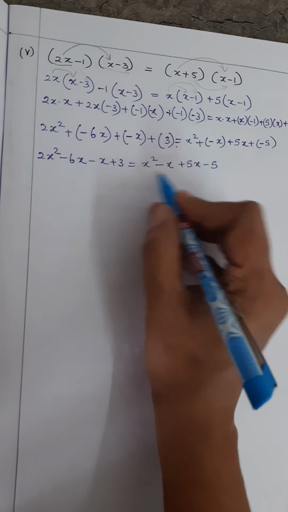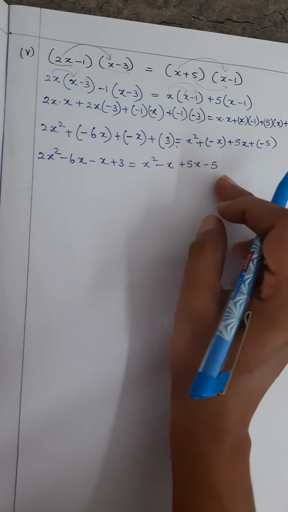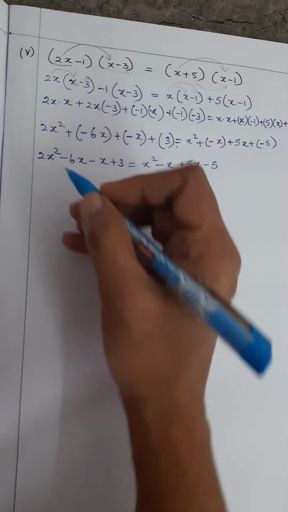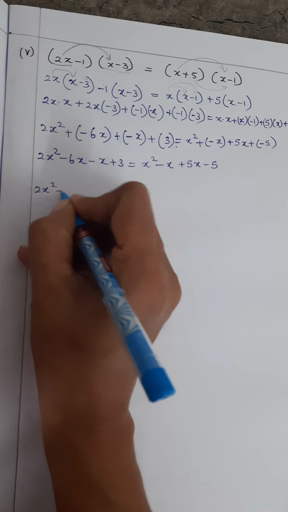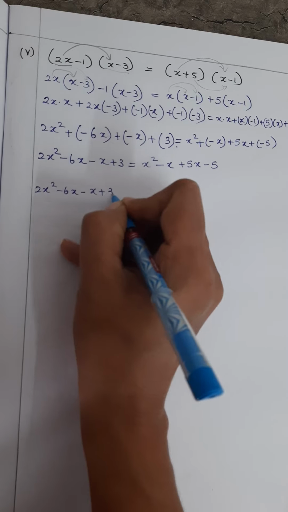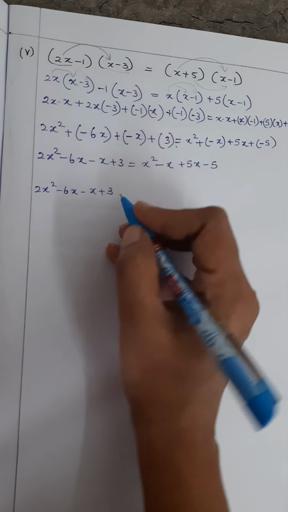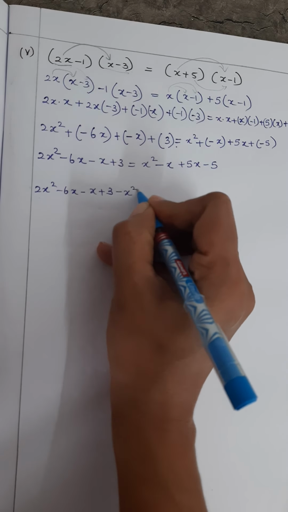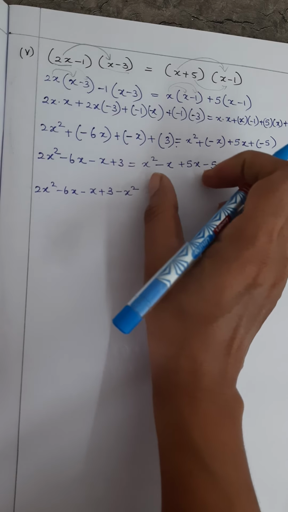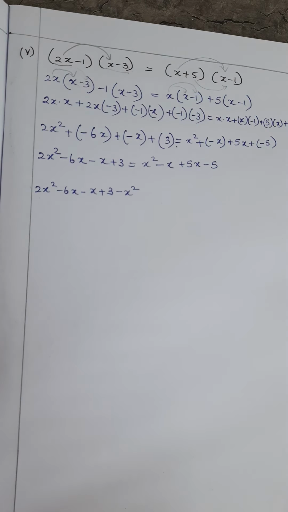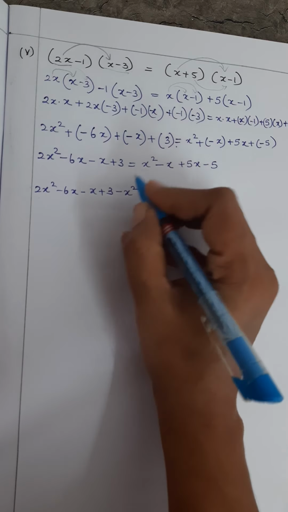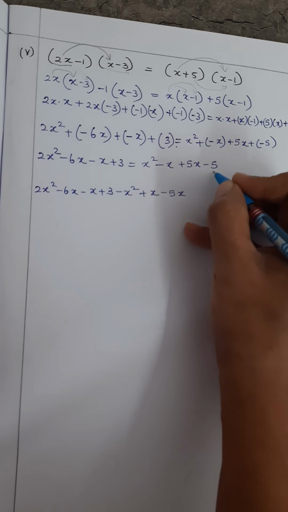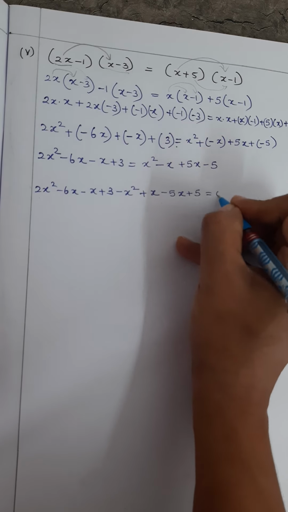Now what are we supposed to do? Take all the terms which are there on the right hand side, bring them to the left hand side. Okay, bring all the terms to the other side. So we already have 2x square minus 6x minus x plus 3 here. Now let's bring this one by one. Now x square, this is plus x square. When it comes to the other side, it becomes minus x square. Why? Because when you take any term to the other side, the sign changes. Okay, only the sign will change. All right. Now minus x becomes plus x, and then plus 5x becomes minus 5x, and minus 5 becomes plus 5 is equal to 0.